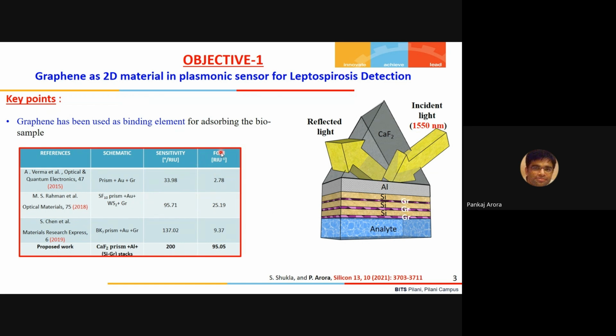Figure of merit is the new parameter which I just defined, which is basically sensitivity divided by the line width, the FWHM. FWHM I want very, very small. Sensitivity I want very, very high. So sensitivity divided by line width, FWHM, should be very, very high. Figure of merit should be very, very high. And we got 95.